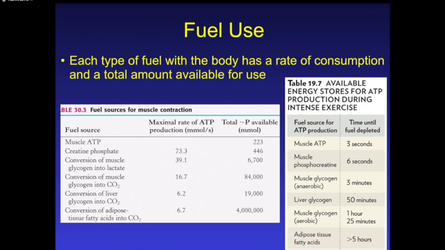And so, how long does it take to use these resources here? 3 seconds. 3 seconds of intense workout uses up all your ATP. Phosphocreatine gives you a whole other 6 seconds. The glycogen in an anaerobic state, 3 minutes. Liver glycogen, 50 minutes. Now we're talking about real amounts of time. Muscle glycogen, that is aerobic, an hour and 25 minutes, and adipose tissue over 5 hours.